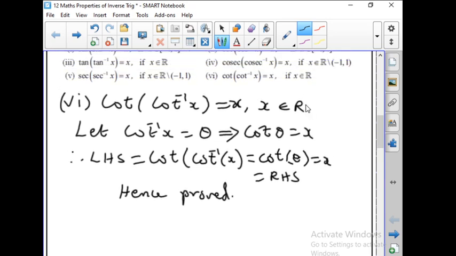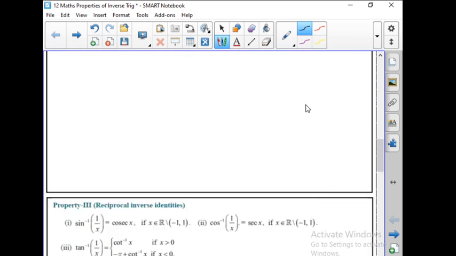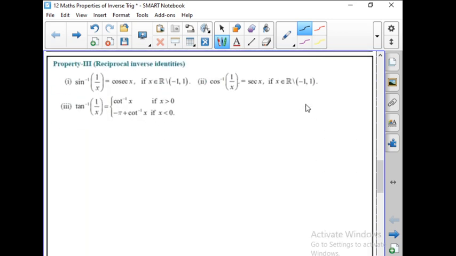Okay. Now, property 3, the third property. The name of it is reciprocal inverse identities. When the name is given, you should know the property very clearly. So, learn it. What is the first one? Sine inverse of 1 by x is equal to cosecant inverse of x. Okay, there is a printing mistake in the old book. The old book means last year's book.